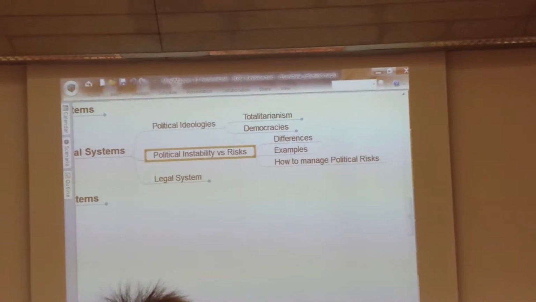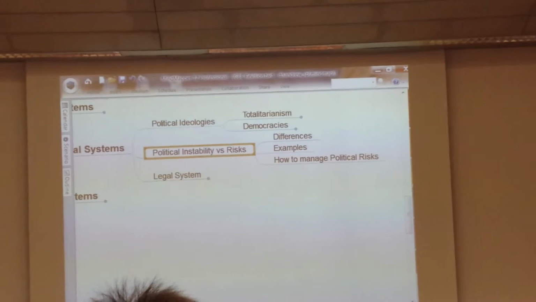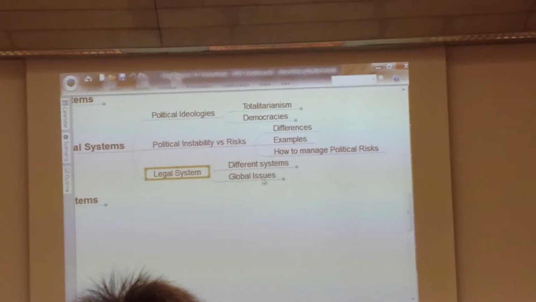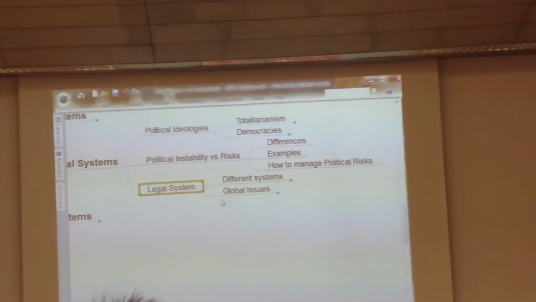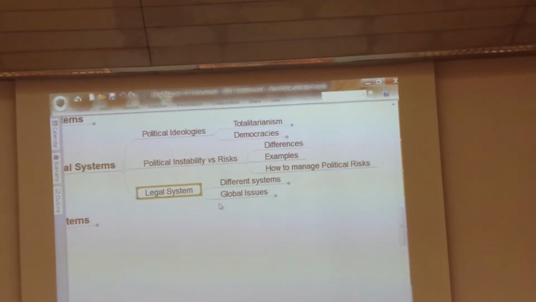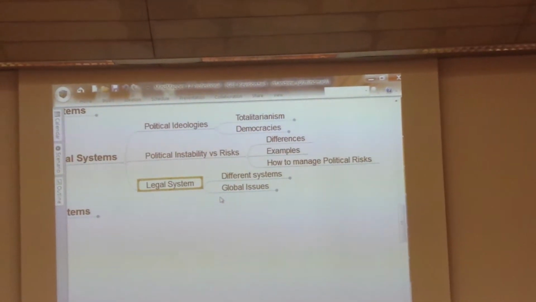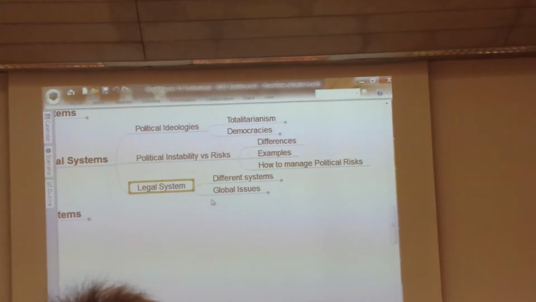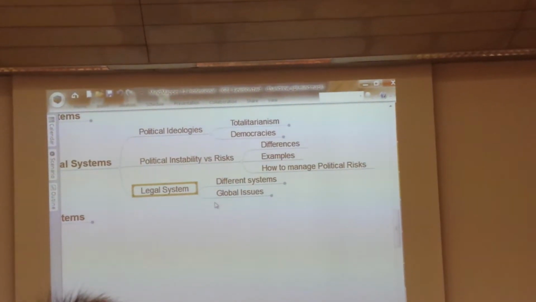Legal systems, a very light topic. You don't have to know really in details the different legal systems, but probably about the only thing you need to know will be the global issues like IP rights and all those. What happens when you conduct trade via the internet? Whose law do you follow? Let's say when you sell something over the internet to someone from Hong Kong, do you follow Hong Kong law or Singapore law?